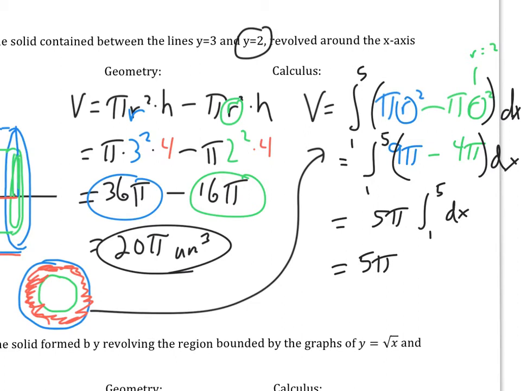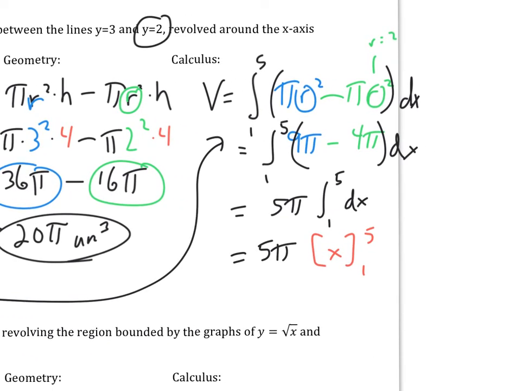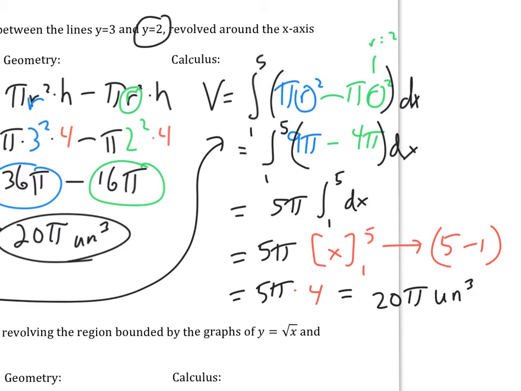x for my antiderivative of dx, x evaluated from 1 to 5, and x evaluated from 1 to 5 is really 5 minus 1, so I'm ending up with 5 pi times 4, and lo and behold I get 20 pi units cubed, exactly what we ended up with by doing our geometry.